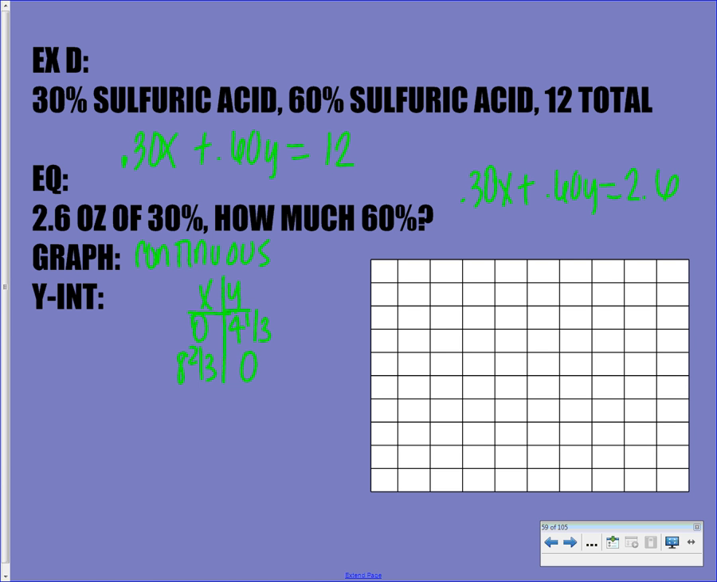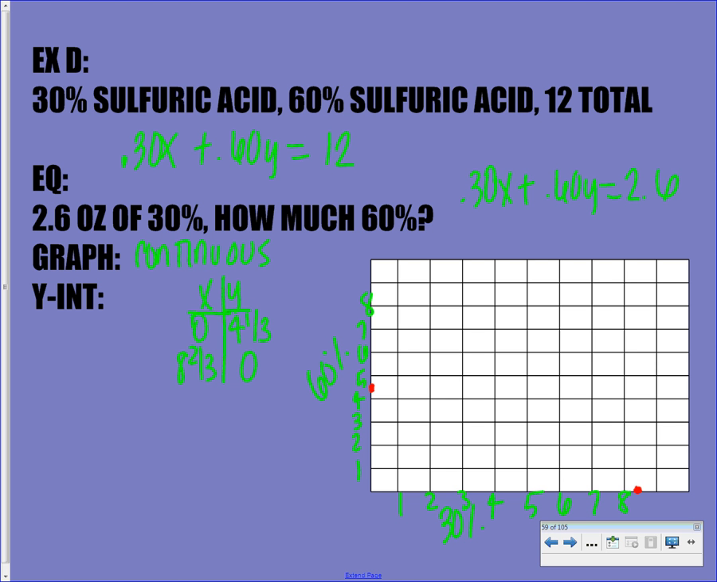Again, I'll label my graph. I'll put 30% on the x, and I'll put 60% on the y. And I will go by ones. 1, 2, 3, 4, 5, 6, 7, 8, and I'll go by ones on the y as well. 1, 2, 3, 4, 5, 6, 7, 8. So if I want to graph the point 0, 4 1/3, I can graph that up there. And 8 2/3 would be down here on the x-axis.